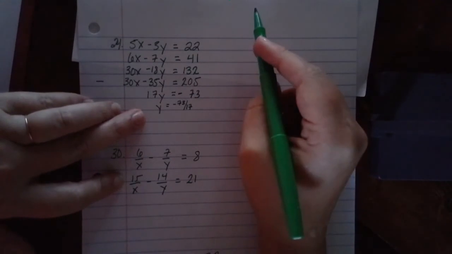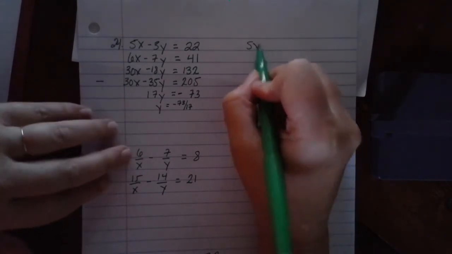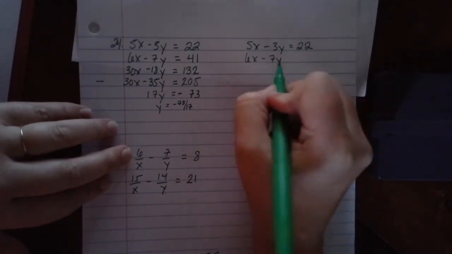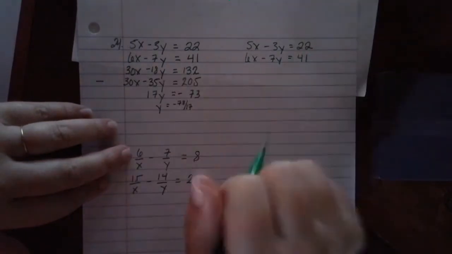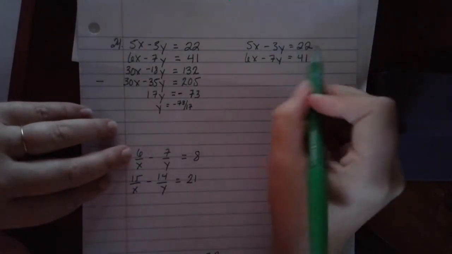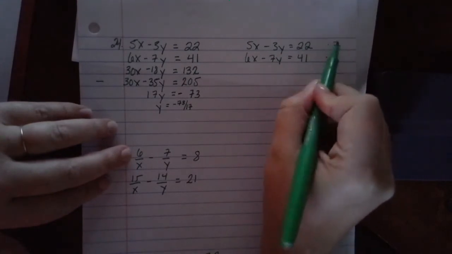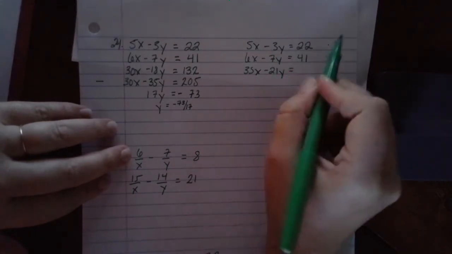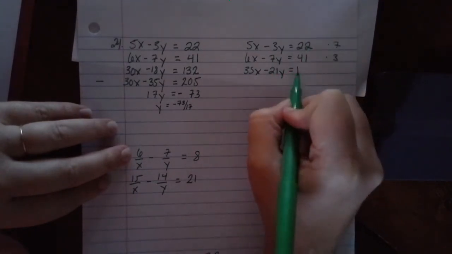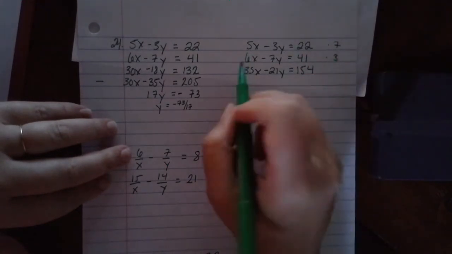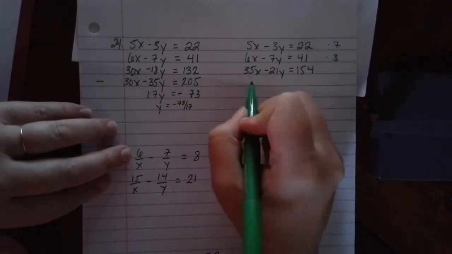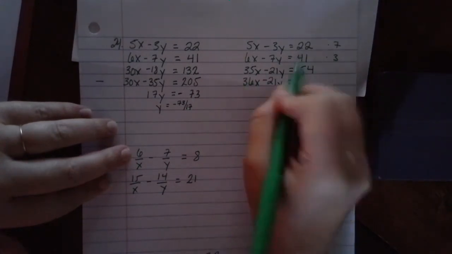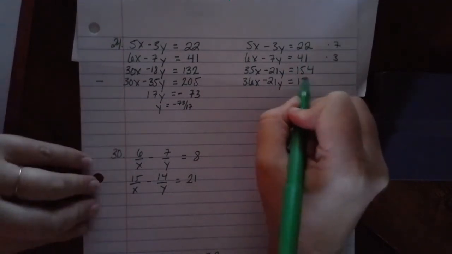So we're just going to solve the whole thing over again. So I'm just going to rewrite it. 5x minus 3y equals 22. 6x minus 7y equals 41. This time I've got to get rid of my y's because I'm trying to find x. So I'm going to multiply this one by 7 and this one by 3. 7 times 5 is 35x minus 21y equals 7 times 22 would be 154. 3 times 6x is 36x minus 21y equals 3 times 41 would be 123.